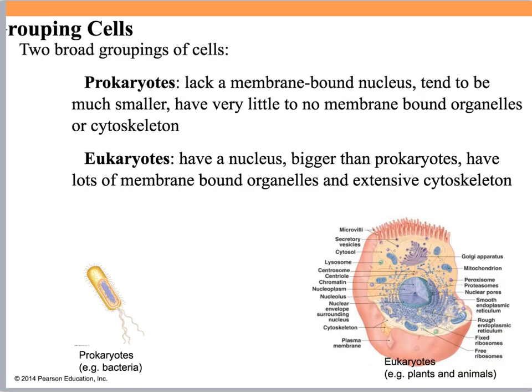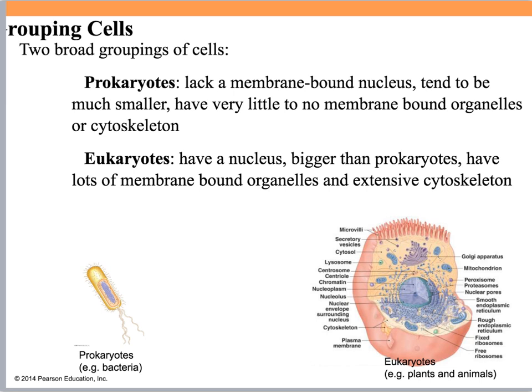Now we're going to talk about two broad categories of cells. We're going to group all different types of cells into two main categories. One is called prokaryotes and one is called eukaryotes. Prokaryotes, which are shown on the left, are very small compared to eukaryotic cells. Prokaryotic cells are things like bacteria, and they have no membrane-bound nucleus. That's very critical to their definition. Prokaryote means before a nucleus, so they don't have a membrane-bound nucleus.